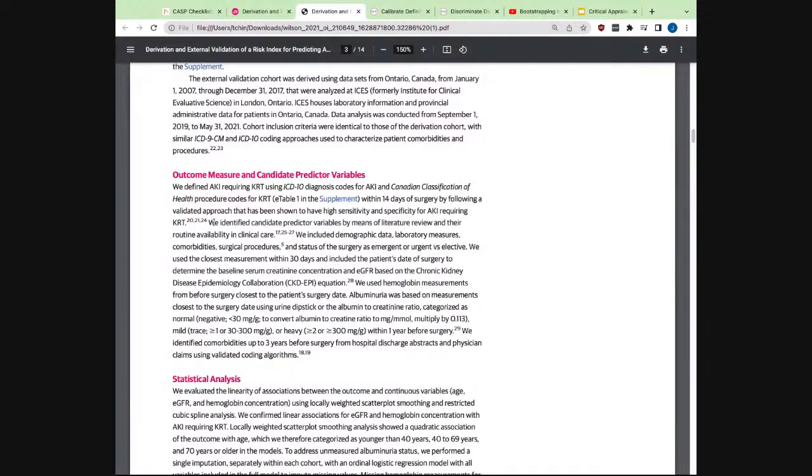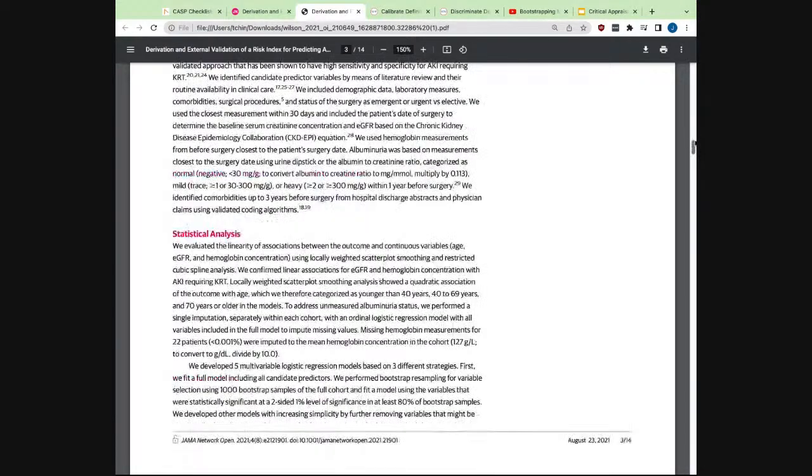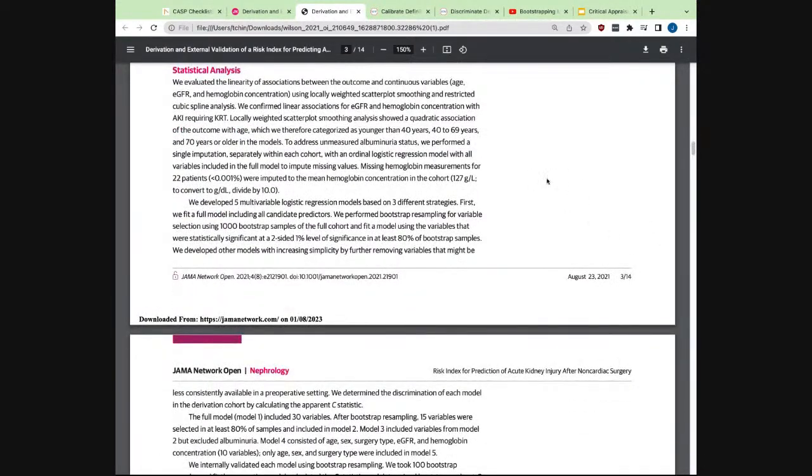Oftentimes when we write a paper, we like to choose variables or predictors out of our head. We can't do that. To make sure that it is a valid method, we have to justify why we choose demographics and why we choose certain lab measures. We included them because they have been seen in the literature to be important predictors. So this is another one where the authors have put in effort to justify why they chose it and how they chose it. Okay, now next is the statistical methods.